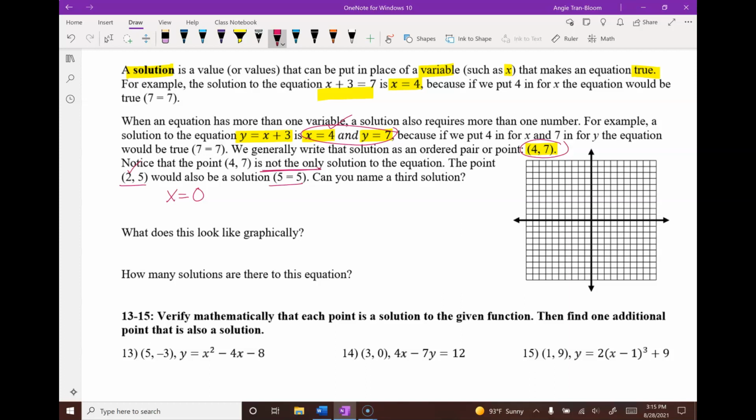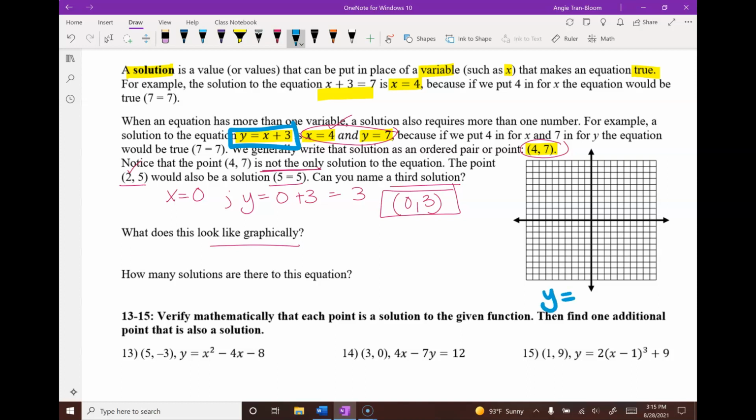So if we plug in 0 for x, we can go, okay, y equals 0 plus 3, which is 3. So another solution could be (0, 3). And again, you can have infinitely many solutions. What does this look like graphically? So we want to graph out this line. This is a line of y equals x plus 3.